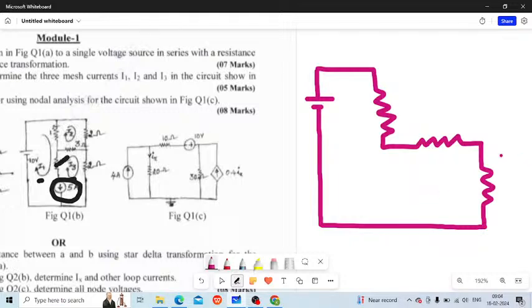Yeah, right? Oh, yeah. So here is 10 volt, right? 10 volt. Okay, now. So, wait a minute. I'm sorry for the distraction.